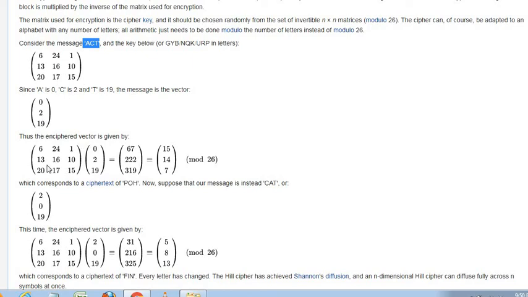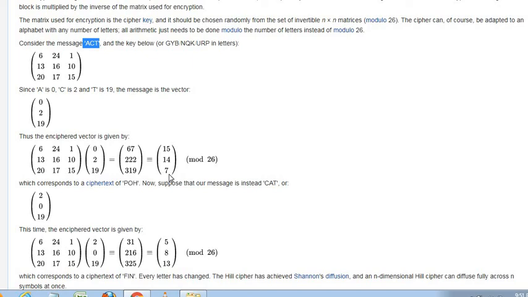The encryption is nothing but this: the key matrix and the message vector are multiplied. If we multiply these two, we will get the answer as 67, 222 and 390. If we divide by 26 and take the remainder, we will get 15, 14 and 7.